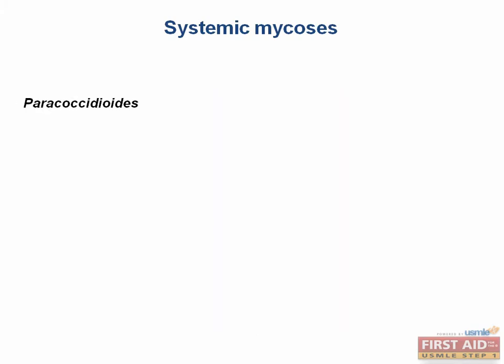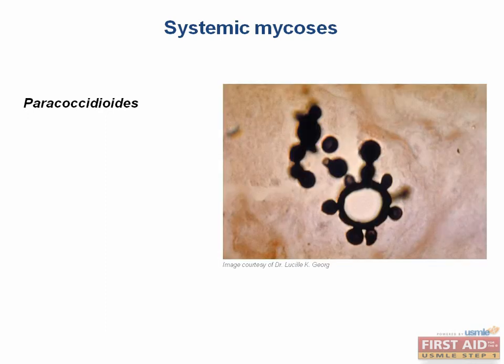The last of the four systemic fungi is Paracoccidioides, which is endemic to Latin America. This fungus has an interesting shape that has been likened to a captain's wheel due to its multiple buds. See here how it takes the appearance of that captain's wheel. If you don't believe me, Google captain's wheel and see what comes up.